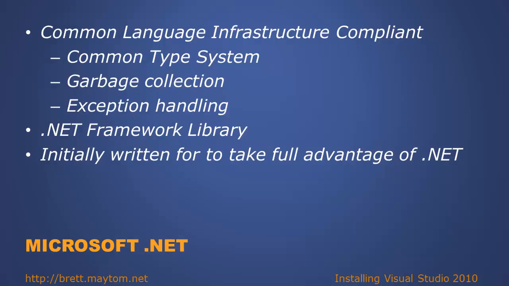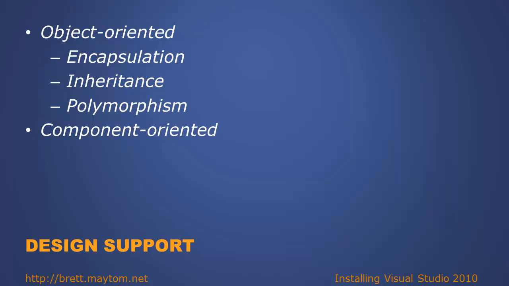Microsoft C# fully supports the .NET Common Language Infrastructure, and as I mentioned, it was originally designed for .NET. It supports the common type system, garbage collection, and exception handling. Many of the .NET Framework library components have actually been written in C#. From a design perspective, C# is an object-oriented programming language and supports encapsulation, inheritance, and polymorphism. The language is also component-oriented, allowing you to use components, create your own components, and share components between different languages.